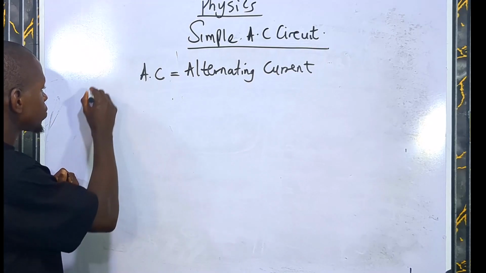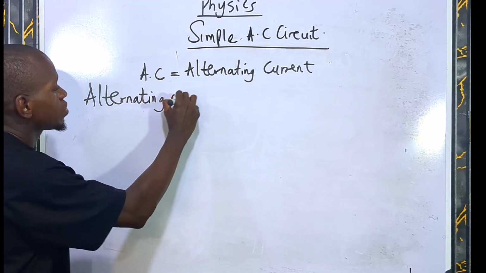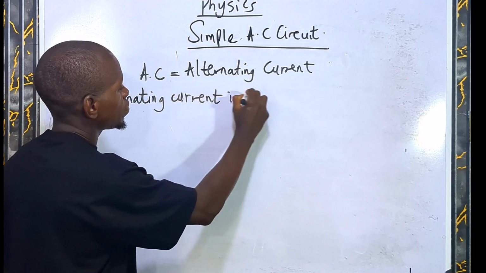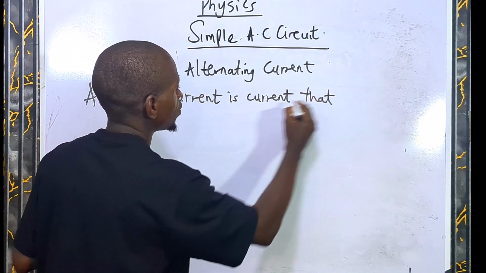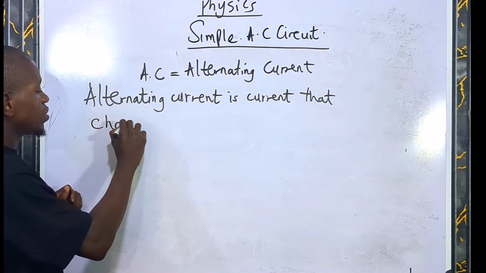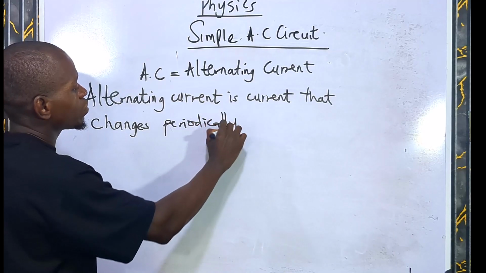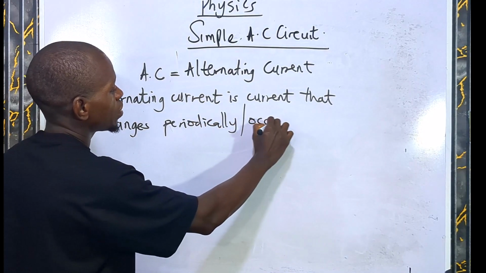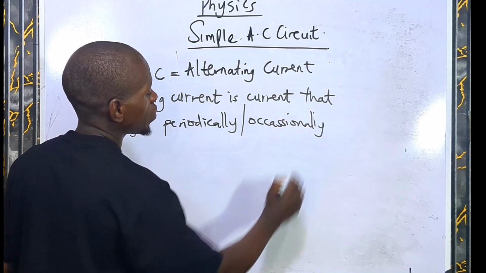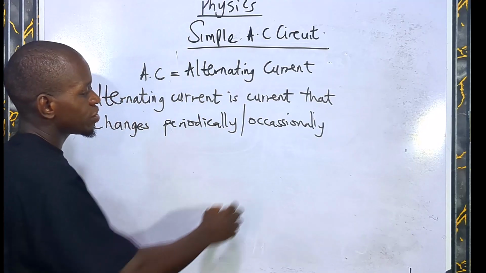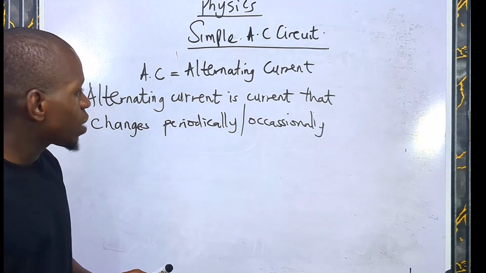So I can just say that alternating current is current that changes periodically. I can also say that it changes occasionally. It changes periodically or it changes occasionally. And that is what we mean by alternating current.